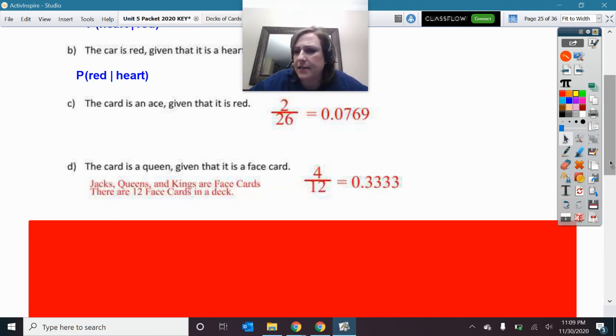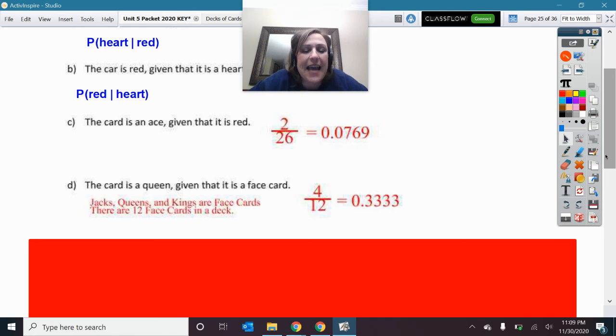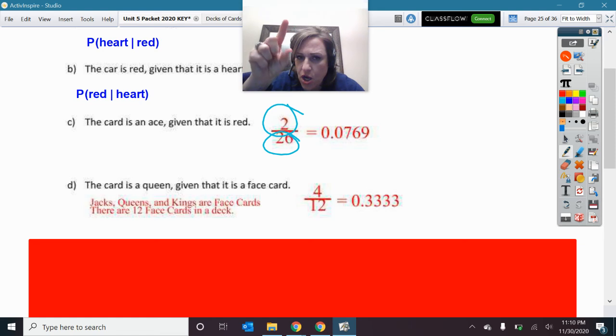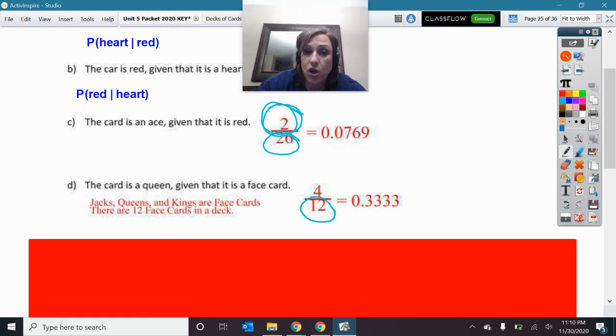All right. Here's how C and D came out. Card is an ace, given that it is red. Out of the 26 red, 2 of those are red aces. This is not 4 on top. That's 4 aces in the whole deck, but we need the 2 red ones, the red aces. In the bottom, given that it's a face card, there are 12 face cards. We want the queen face cards, and all 4 of the queens are face cards.